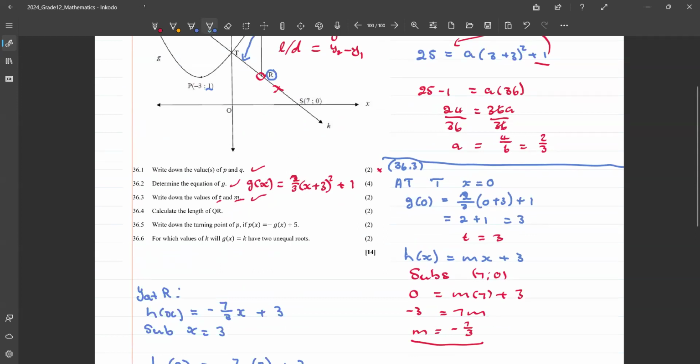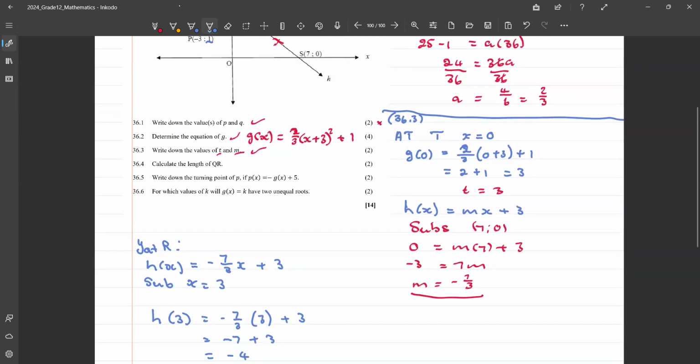Oh, my apologies. I made a mistake somewhere. Let me just quickly correct that. We divided by 7, not by 3. I was very worried about that. Apologies. So here is a 7. The answer should be negative 3 over 7, not the other way around.